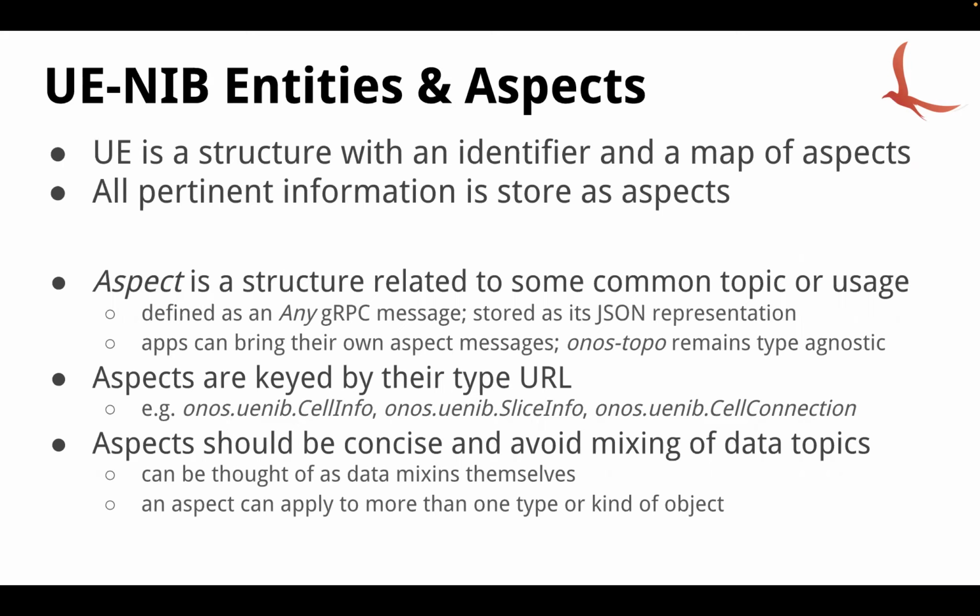Just like with topology, the aspect is a structured gRPC message. It is stored as its JSON implementation. And while the core schema provides some RAN-specific aspects like cell information, cell connection, slice information, etc., applications can bring their own to the table, defined in their separate protobuf namespaces. And just like with topology, a similar design philosophy should apply: aspects should be concise and they should avoid mixing miscellaneous topics together under one umbrella.